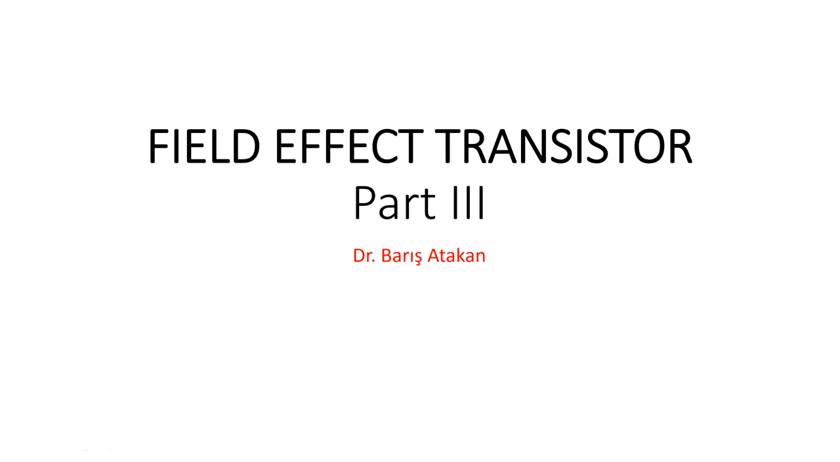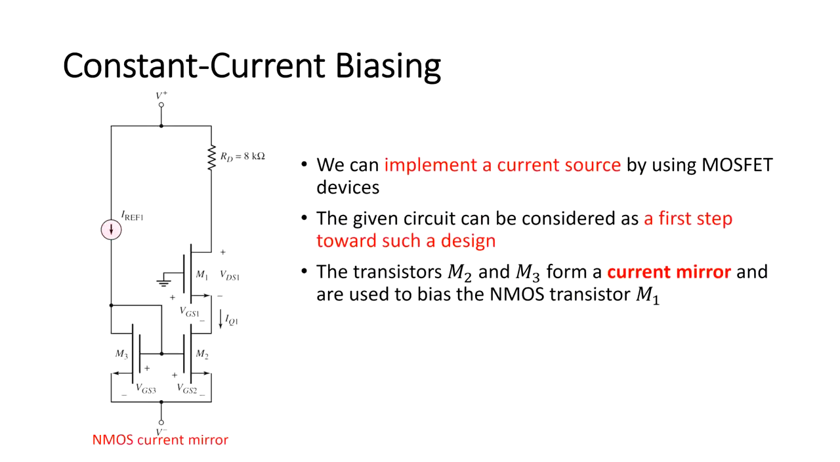Hi, in this lecture, the third part of the topics on the field effect transistors is introduced. By this slide, we start discussing the current biasing of MOSFET devices. Actually, we can implement a current source by using MOSFET devices. The given circuit can be considered as a first step for such a design.